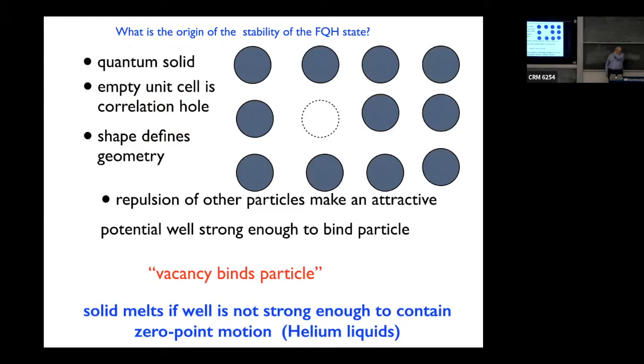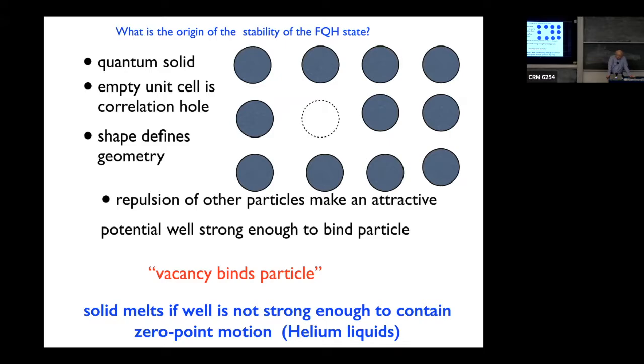Okay. What's the origin of this stability? There's a nice analogy with a quantum solid like helium-4. An empty unit cell in a solid you can think of as a correlation hole. The repulsive interaction which stabilizes the solid means that there's a kind of attractive potential which has a minimum at the center of the correlation hole, the empty unit cell. The geometry of the whole thing is defined by the shape of the unit cell. And the solid is stable provided the repulsive interaction with the other particles makes the potential of the empty site deep enough to actually bind an atom.